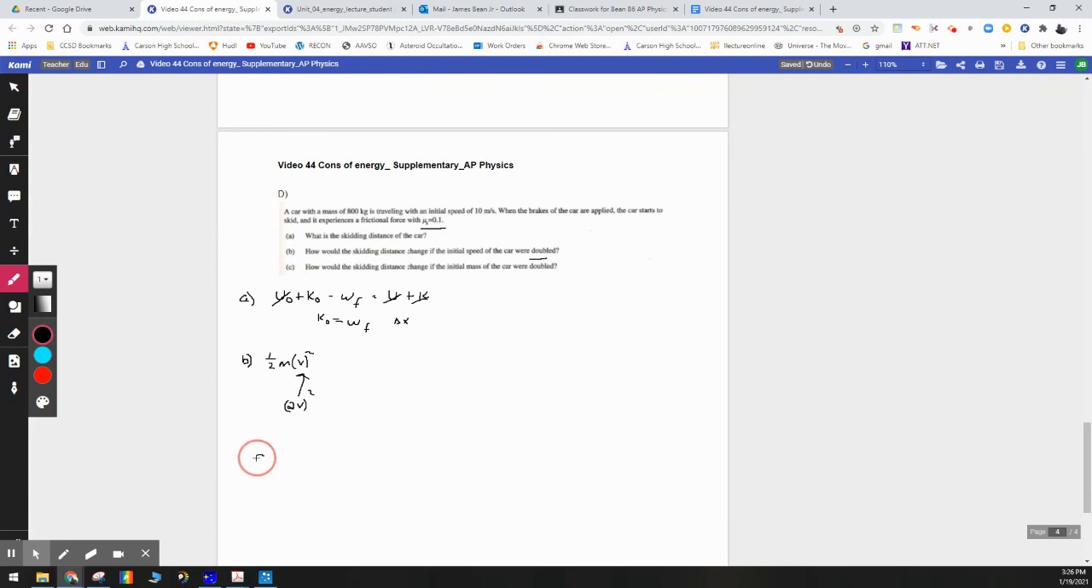Finally, part C. How would the skidding distance change if the mass of the car were doubled? Here the kinetic energy is equal to 1/2 mv squared. Again, what happens if it was 2m? How would that affect the outcome? We'll go ahead and hit pause, and that will conclude video 44.